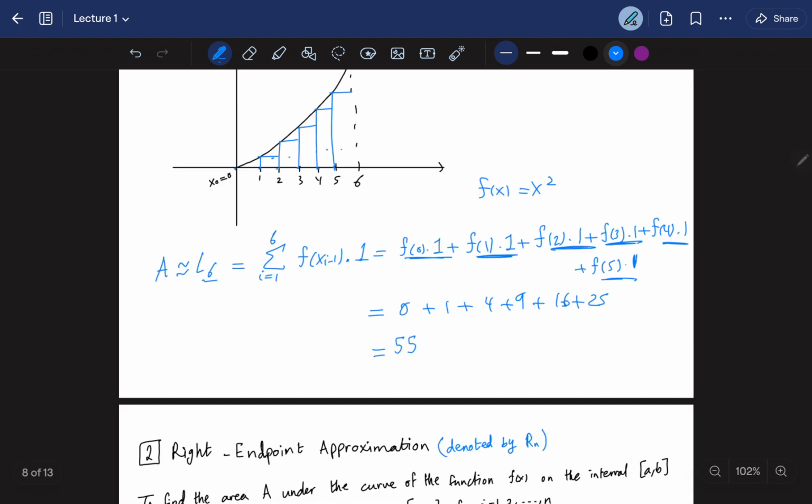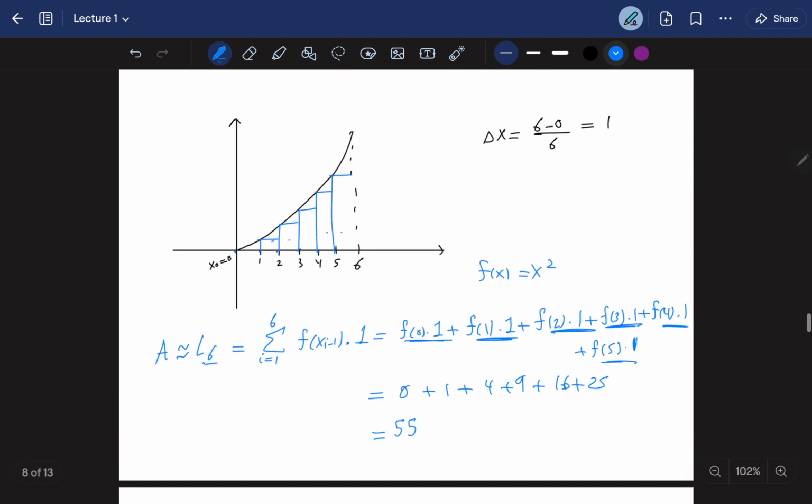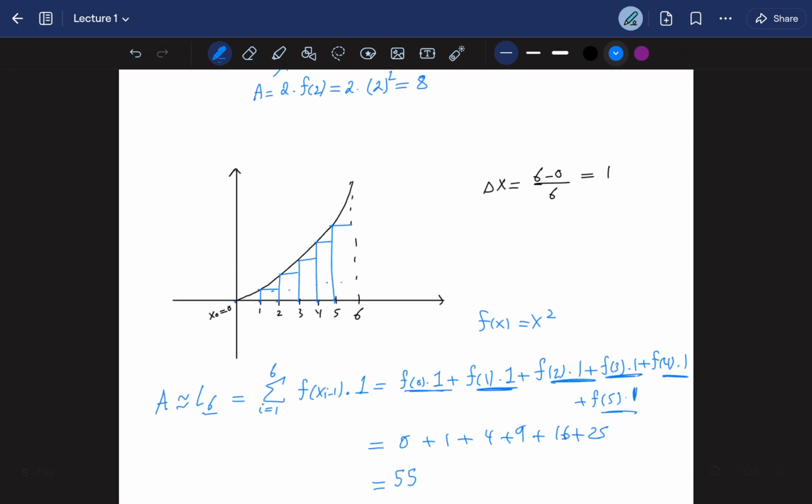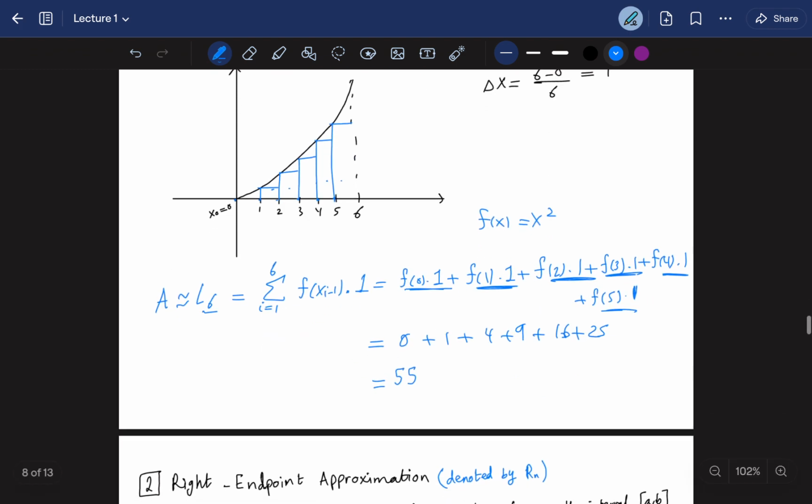Which is equal to 55. Okay, I'm going to state a fact here that I'll show you an example about. The more rectangles you use, the better the estimation is going to be. So keep that in mind, and I'll show you an example in a bit.